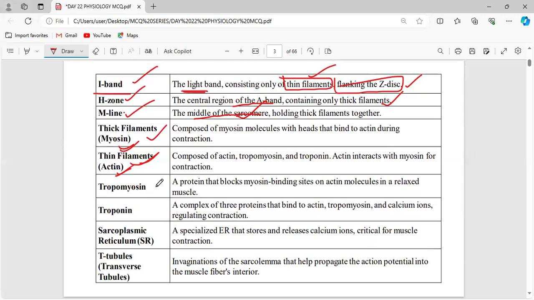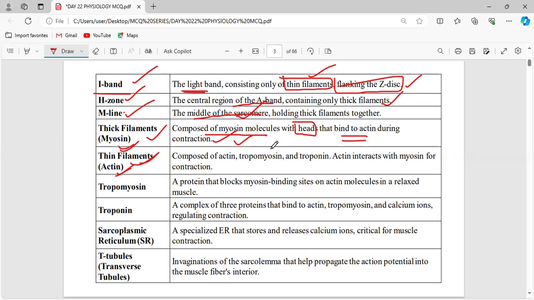This is exactly the motor protein of the muscle fiber, which is crucially involved in contraction and relaxation. Now, thick filaments, we are calling them myosin. This thick filament is composed of myosin molecules with a head that binds to the actin during contraction. So you should know that the head of the myosin binds to the actin.